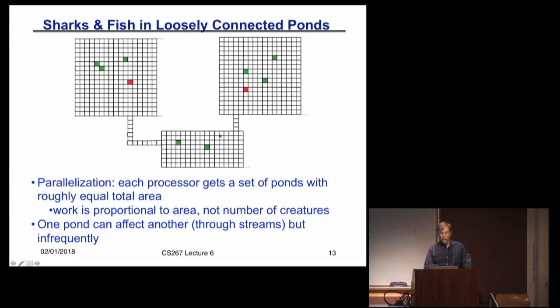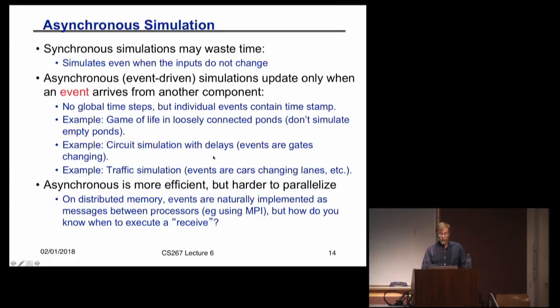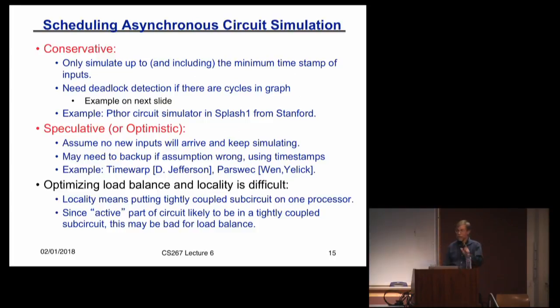And so the question is, when should this guy ask, has any mail arrived from my neighbor over the network? How does it do that in an efficient way? So, how do you know when to execute a receive? There are going to be two ways of doing it, and they're called conservative and speculative.